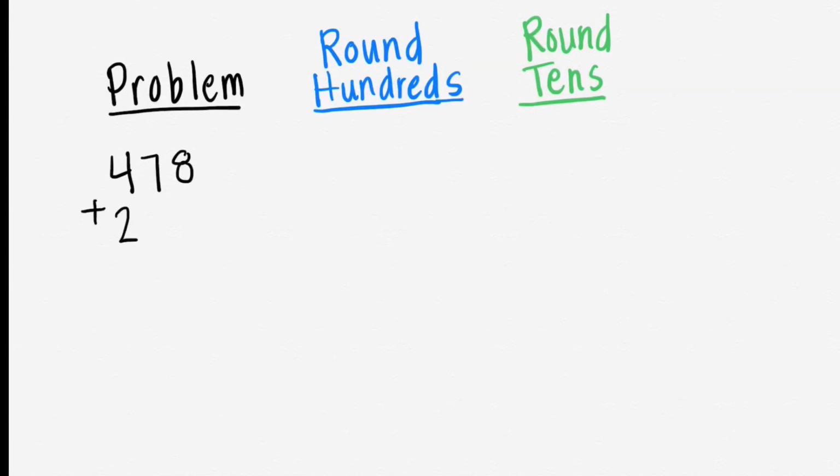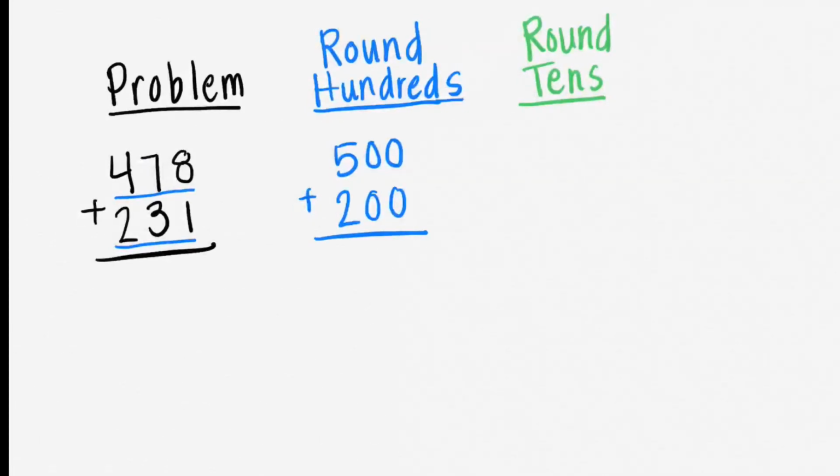478 plus 231. When rounding to the hundreds, we need to think in hundreds, like 100, 200, 300. So when we look at 478, is it closer to 400 or is it closer to 500? It's closer to 500 because it's over 450. So we will round 478 up to 500. Now let's think, is 231 closer to 200 or 300? It's closer to 200 because it's before 250.